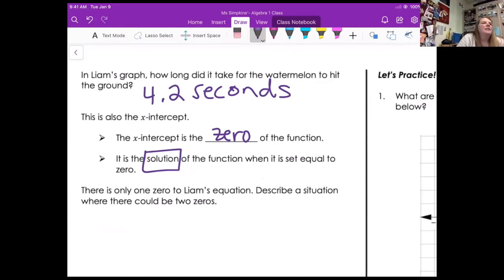Okay, so Liam, how many times did the watermelon hit the ground? Once. Can you think of a situation where your item would have 2 solutions? So it would touch the ground twice. Yes. Give me an example. If I bounced a basketball, it would go up, then come back down and bounce. Correct. Those 2 times that it hits the ground would be 2 solutions. Can you think of anything else?